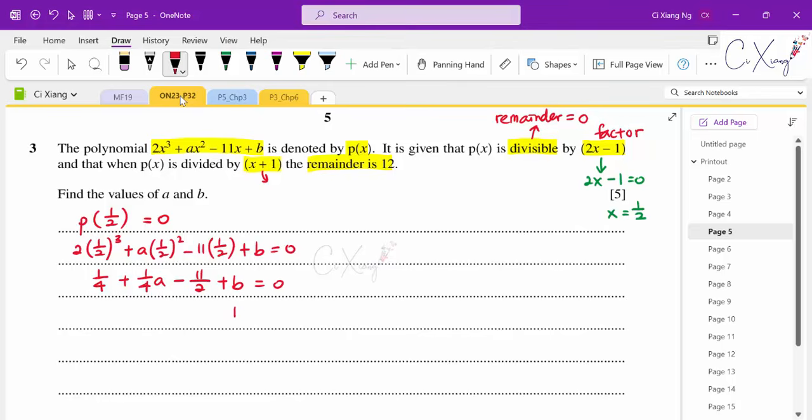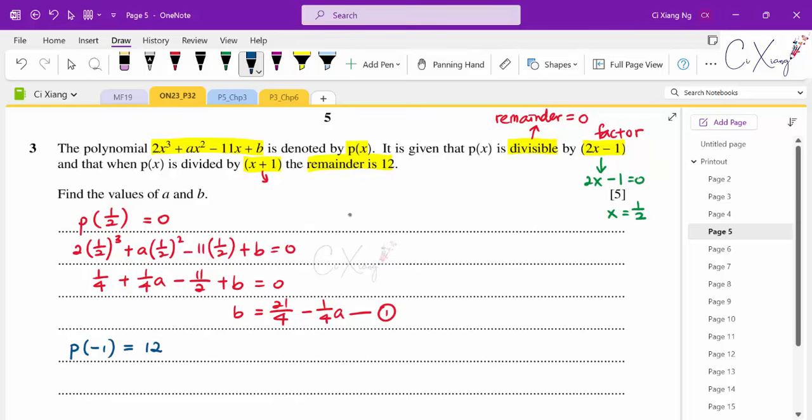So I might want to keep my equation b in terms of a. Simplifying everything, I have b equals 21 over 4 minus 1 over 4 a. I will make this the first equation. Okay, then after that, I will get the second equation from the second piece of information. When p(x) is divided by x plus 1, the remainder is 12, which means I can apply the remainder theorem in this case. When I substitute negative 1, I will get the remainder equal to 12. So p of negative 1 equals 12.